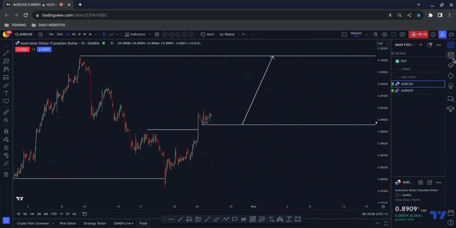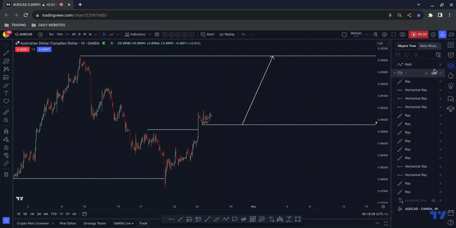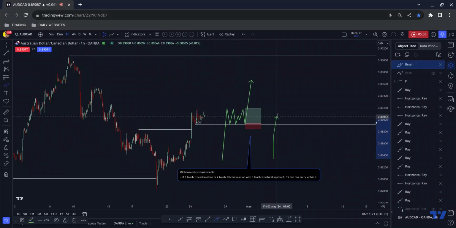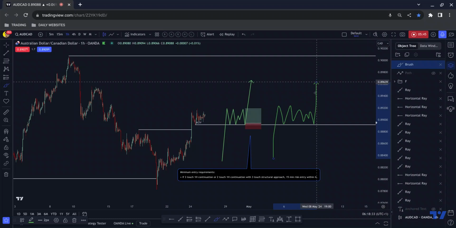So what I'll be looking for is what I've drawn last night. If we get a 3-touch 1 hour continuation or a 2-touch 1 hour continuation with a 3-touch structural approach. So either we get something like this, or we get something like this, where we get that. Don't worry, I haven't fallen asleep. Or we get something like that.